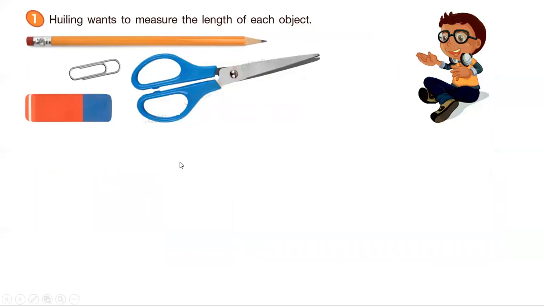Now, Haring wants to measure the length of each object. This is Haring. He wants to measure the length of these things: a pencil, paperclip, eraser, and pair of scissors. Now, which tool can he use? Can he use a metal measuring tape? Which one is easier to use for these objects?